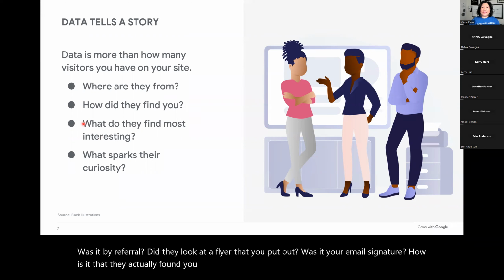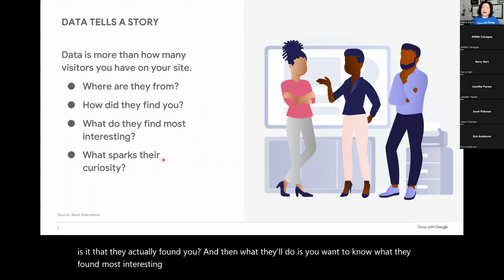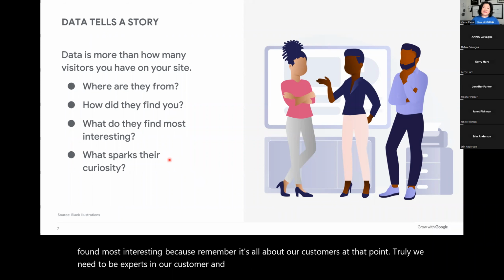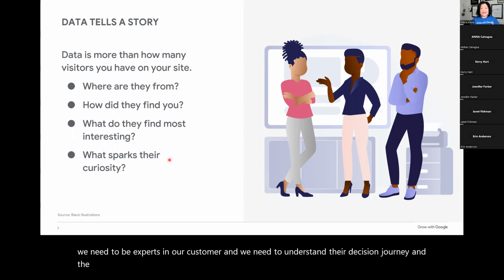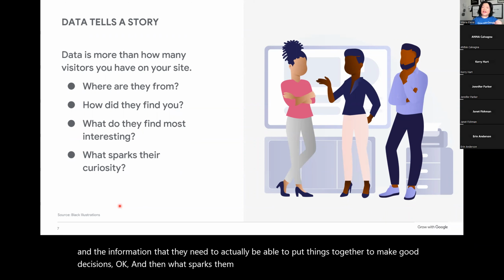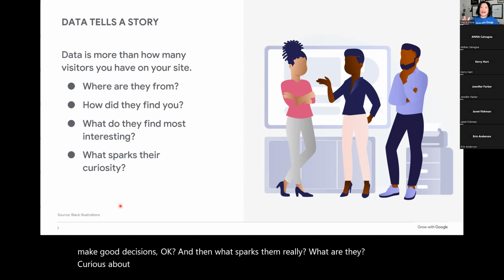And then what they'll do is you want to know what they found most interesting, because remember, it's all about our customers at that point. Truly, we need to be experts in our customer, and we need to understand their decision journey and the information that they need to actually be able to put things together to make good decisions, okay? And then what sparks them? Really, what are they curious about? Where are they at when they are one step past what's known or before what's known as the looking zone?